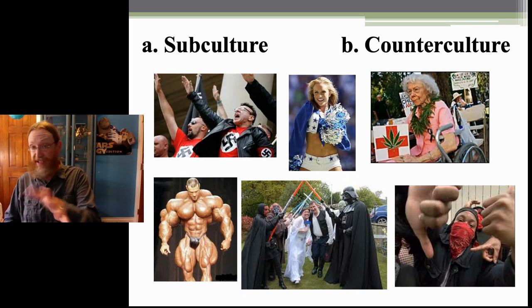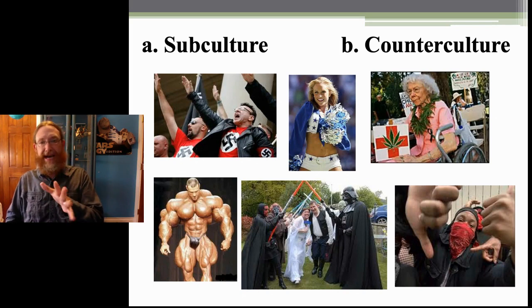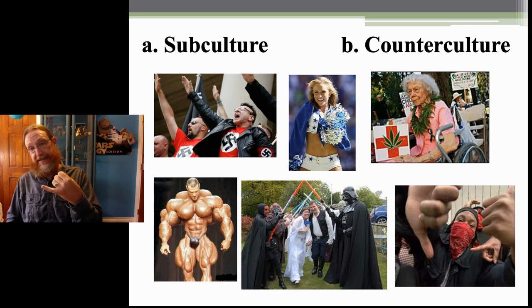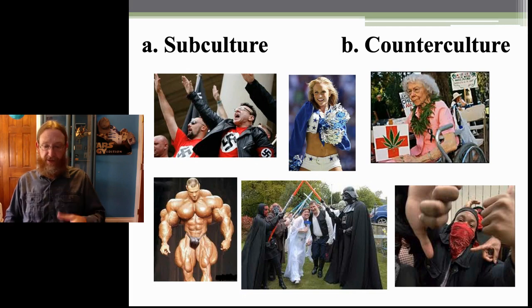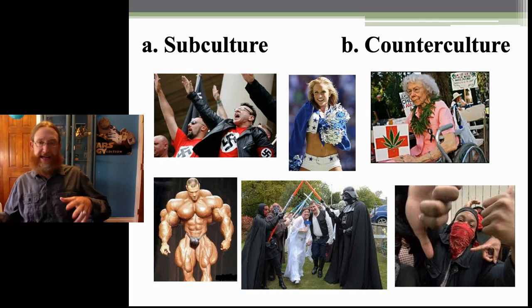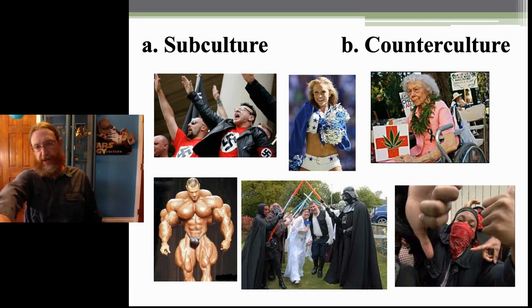Now this one's trickier. The other ones were easy, but now we've got grandma at a cannabis protest. So now geography. What state does she live in? It could be counterculture if cannabis is still illegal in that state, or it could be subculture if it's legal. So geography, legal status, whatever that might be. So we're going to say this could be both depending.